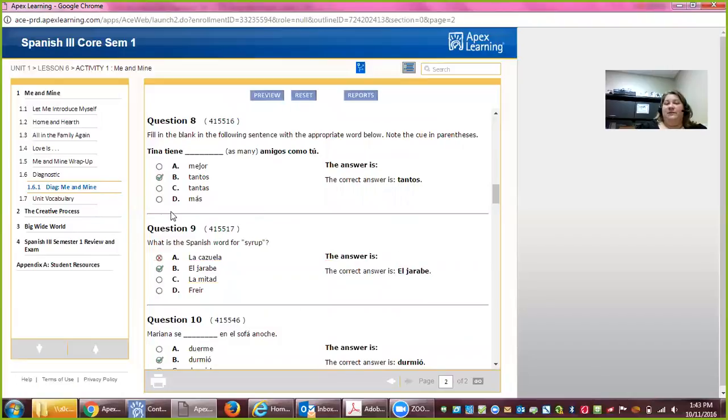Now here, we're going to make sure that we look at the os on the end of this word amigos, because that's what we want. We want to make sure our adjectives and our nouns agree. And we do have that in English, it's just not as common.